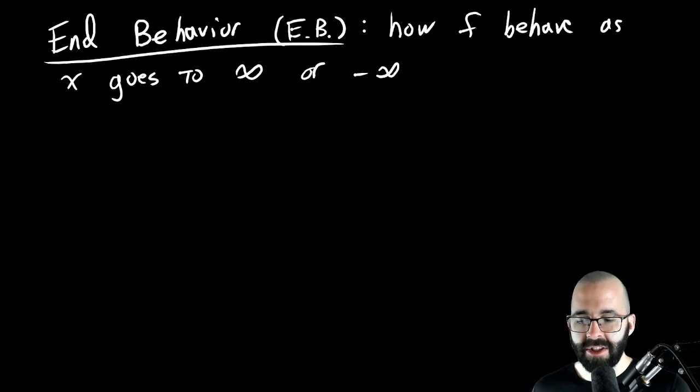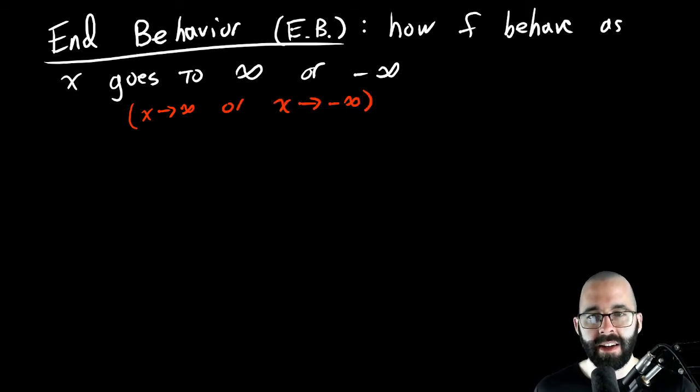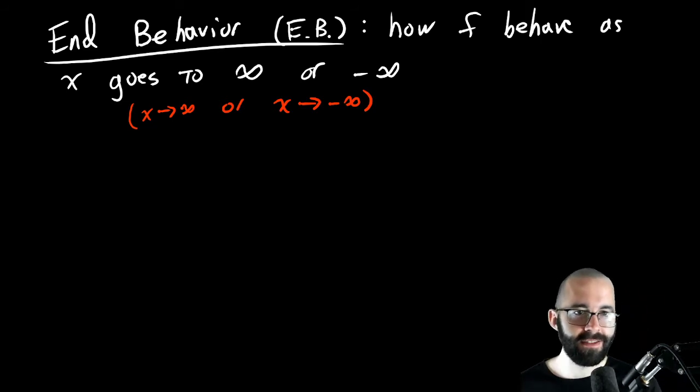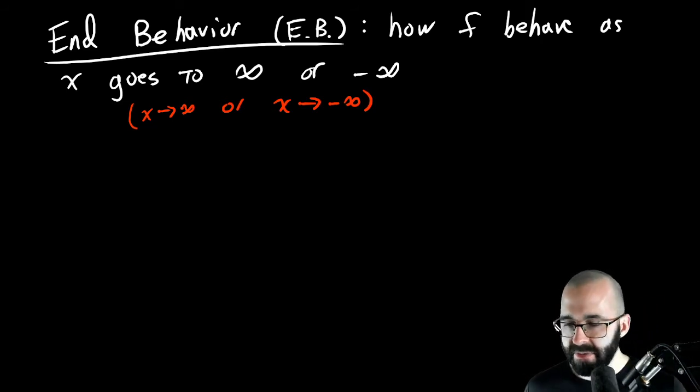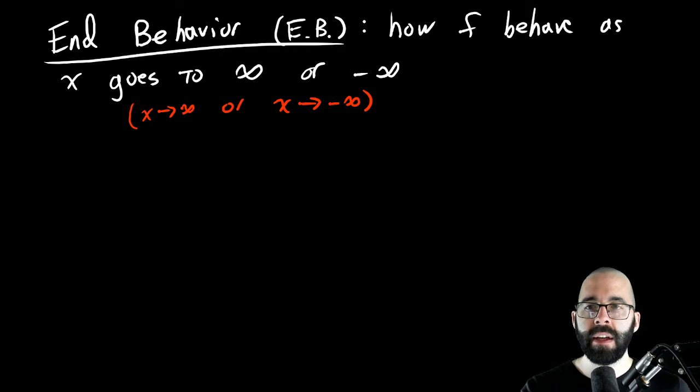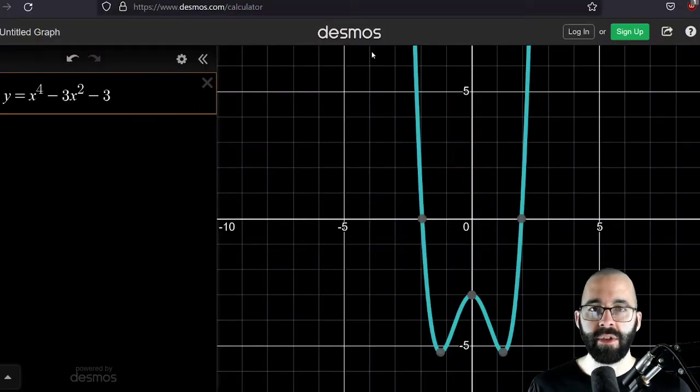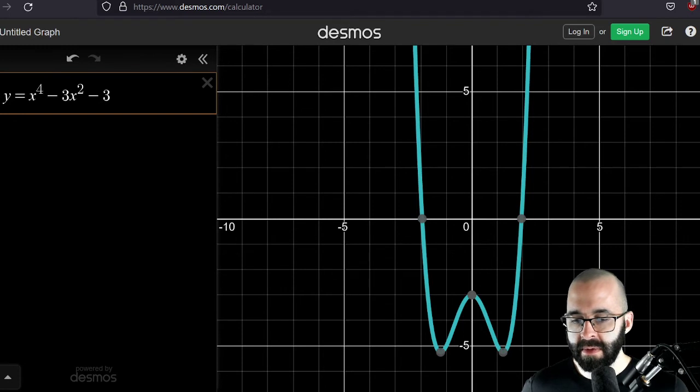Little hint of the future. This is going to be as x goes to positive infinity or as x goes to negative infinity. This is how we write it with arrows. A little taste of the future. So let's explore a little bit. We're going to explore with our favorite little website, Desmos. And let's look at a polynomial, just a nice little polynomial.